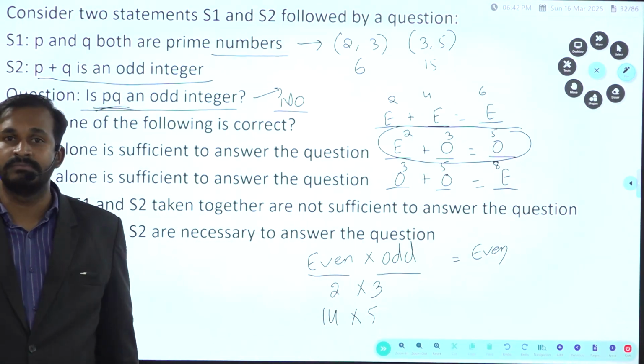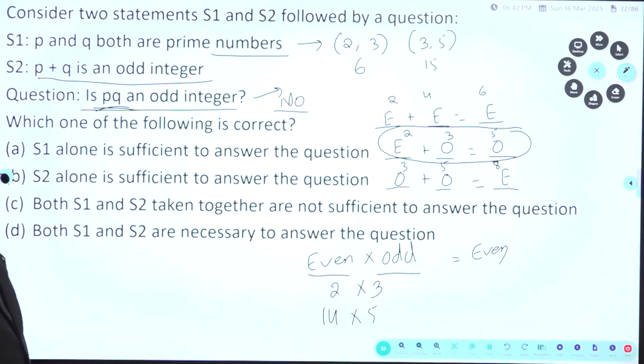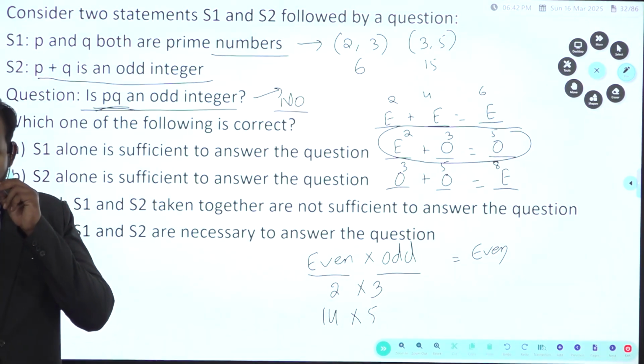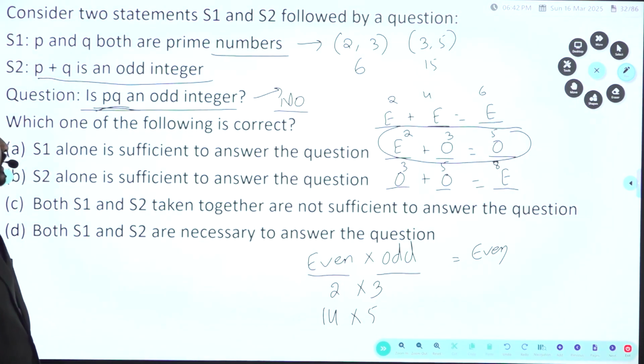Always no only. Always it is a no. So from this we can tell. Now here one more doubt you will have. What is the doubt which we can have here? P plus Q is an odd integer, right?